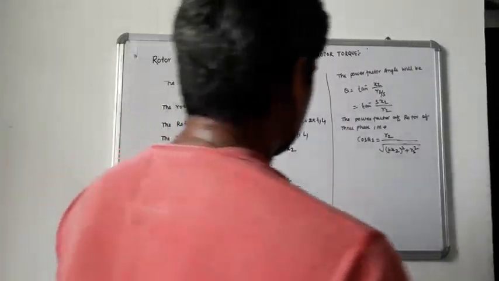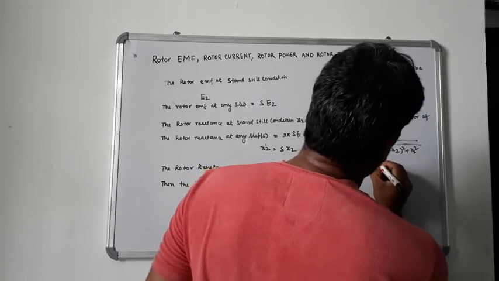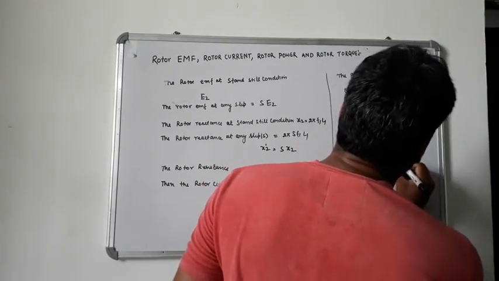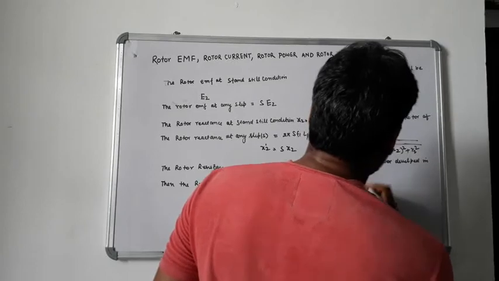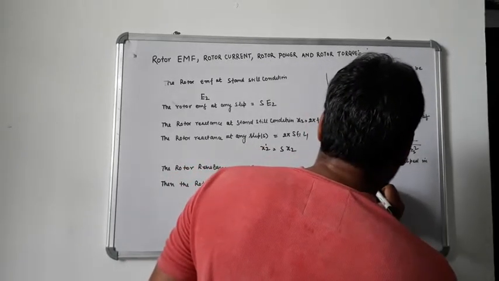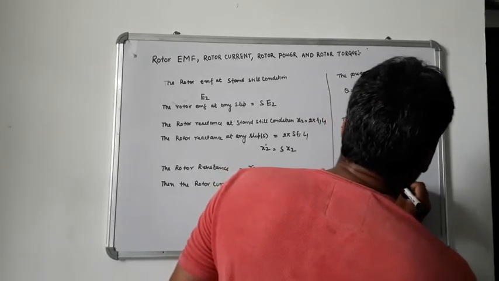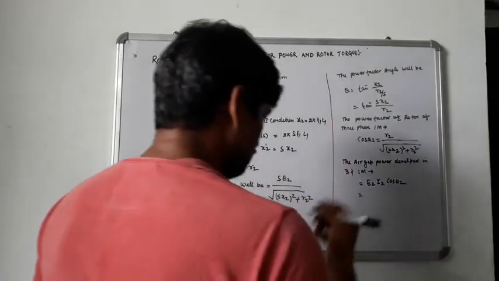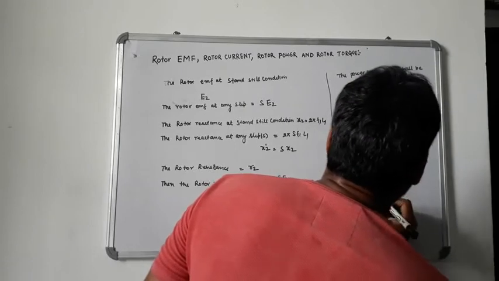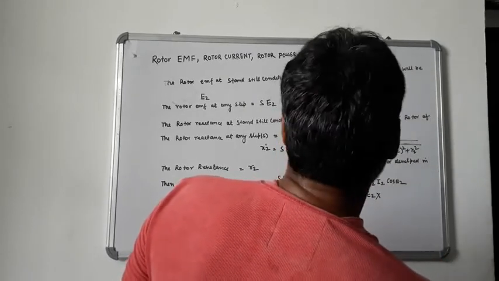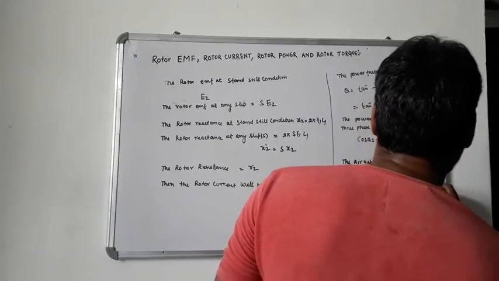and the air gap power developed in a three phase induction motor is E2 I2 cos theta 2, which is equal to E2 into, this is equation number 1, this is equation number 2, and this is equation number 3.